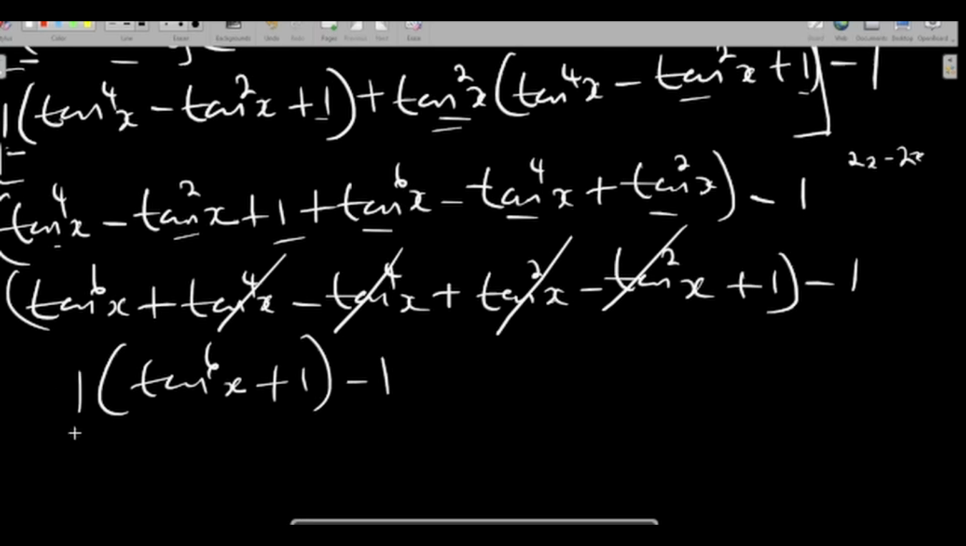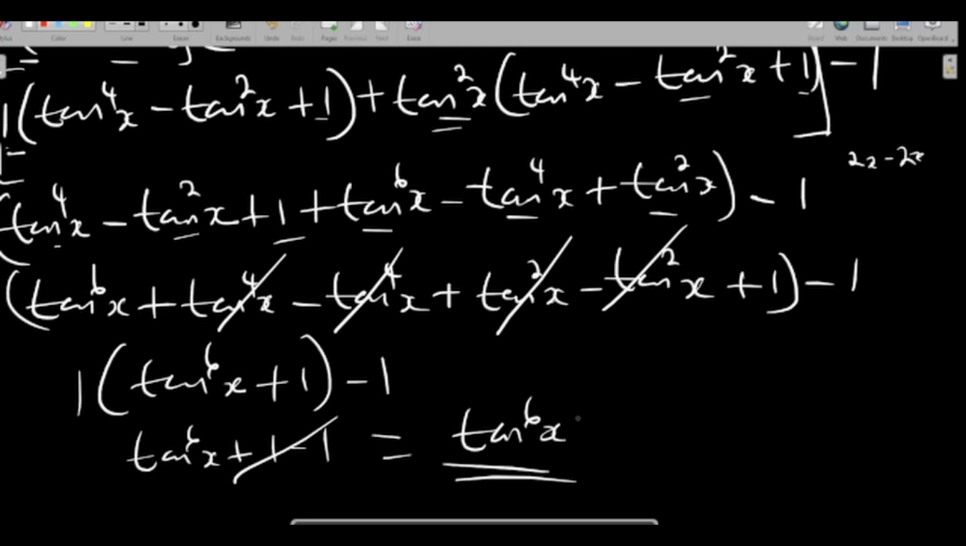Since there is an invisible 1 here, 1 multiplied by this will also give you the same value. We can now remove the bracket, and we now have tan to the power of 6x plus 1 minus 1. But we know that 1 minus 1 will give you a 0. What now remains is tan to the power of 6x. So we have tan to the power of 6x, and this now becomes our final solution.